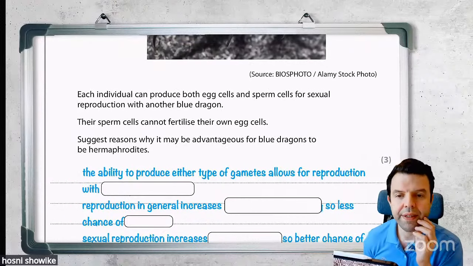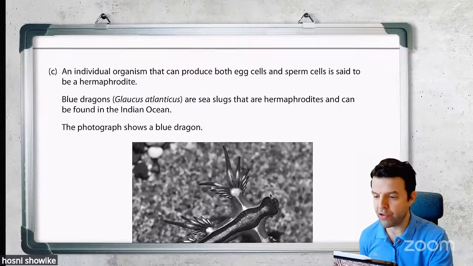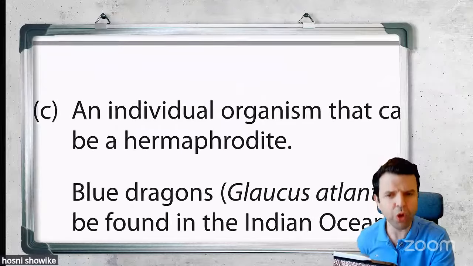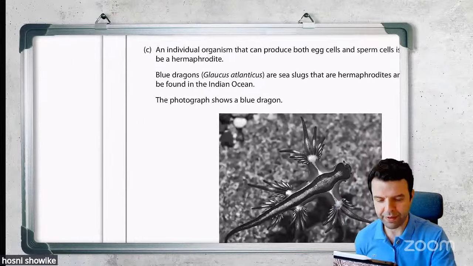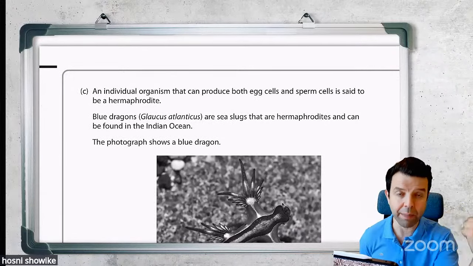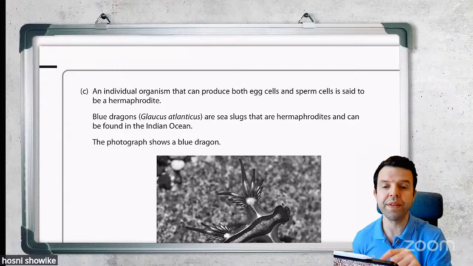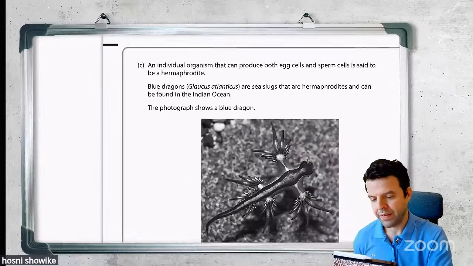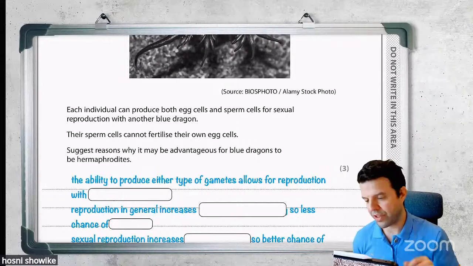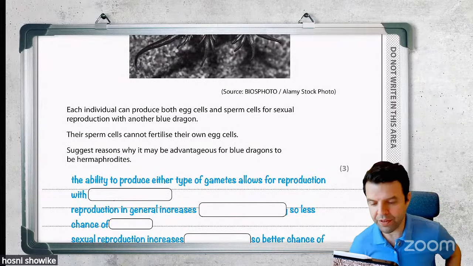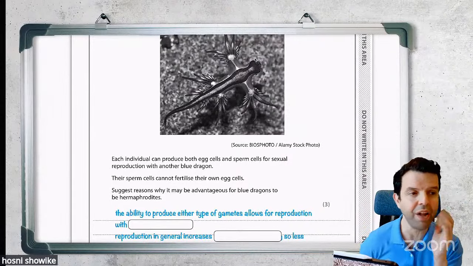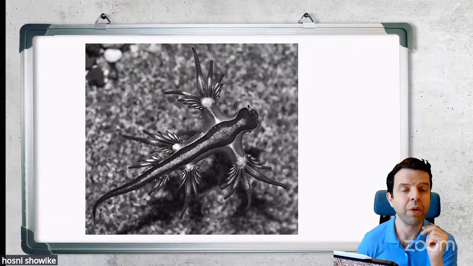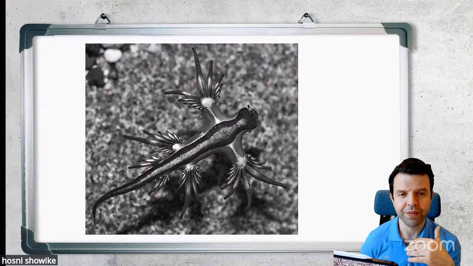Here's another thing. I have an individual organism that produces both egg cells and sperm. They call it hermaphrodite. We've solved another question similar to this. This organism has both gametes, the male gametes and the female gametes, within the same organism. They call this hermaphrodite in the question. So they said here, suggest a reason it is advantageous for this animal to have both male and female gametes. Think about it. What's the great advantage of one individual having both male and female gametes?